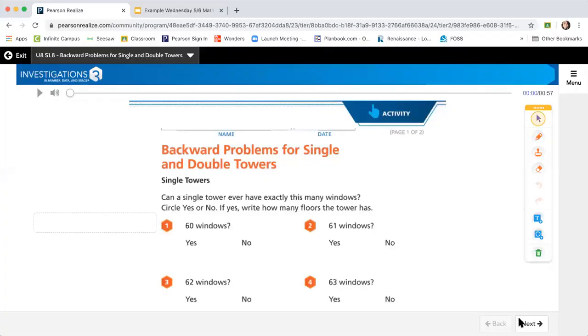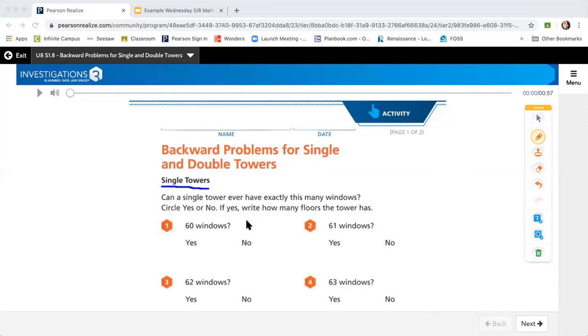So, here we go. On this slide in your Google Slides or your assignment, this first page of practice is about single towers. So in your head, I want you to picture the start of that single tower. The single tower is one cube with four windows around the outside and one skylight that counts as a window on top. So that's the first floor.